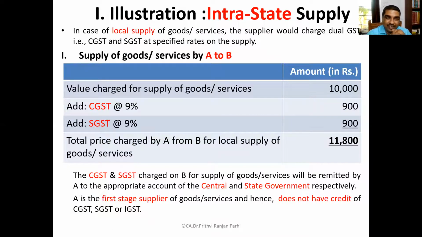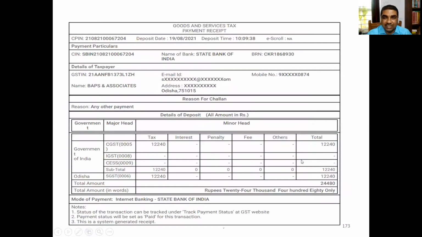Right. And in case of an intrastate supply, there might be CGST credit, there might be SGST credit. The CGST credit and SGST credit are deposited under different accounts. CGST under the CGST account, code 005. SGST for Odisha, code 0006, are deposited into different accounts.